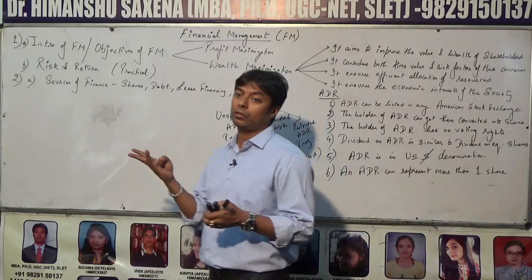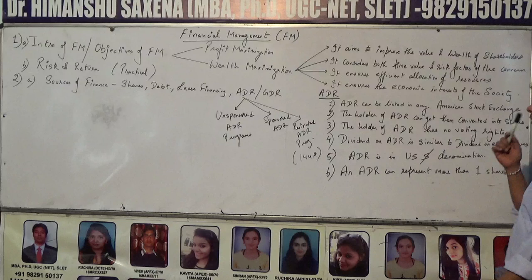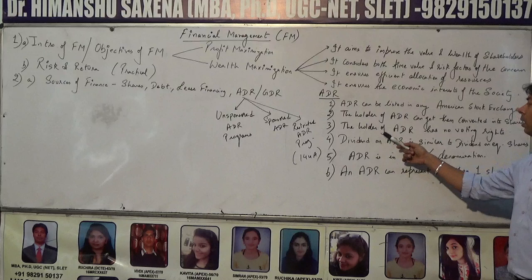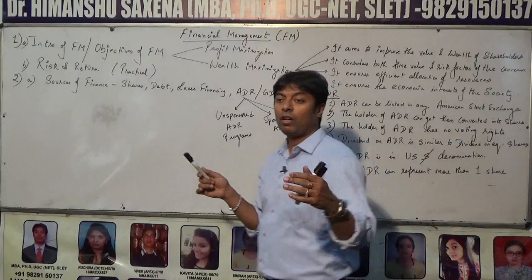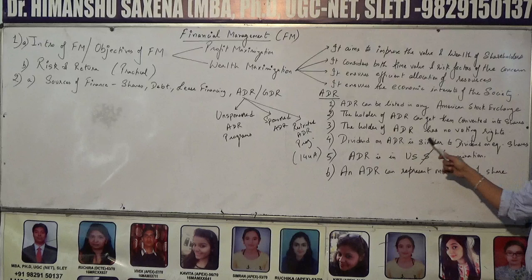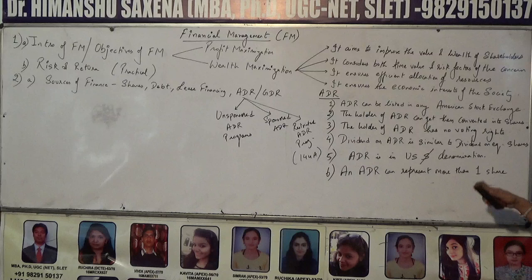So American depository receipts, remember, these are the salient features. They can be listed in any American stock exchanges. The holder of ADR can get them converted into shares. Right, the holder of ADR has got no voting rights. Although the holder of the equity shares have got voting rights, lekin ye iske andar ek disadvantage hai. The holder of ADR has got no voting rights. Although dividend on ADR is similar to dividend on equity shares, ADR is in US dollar denominations and ADR can represent more than one share.